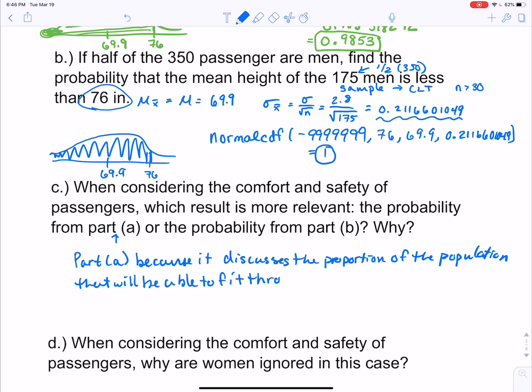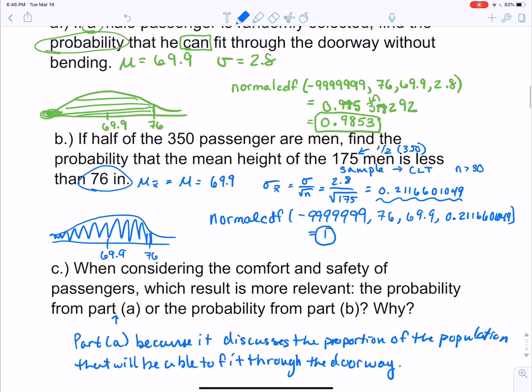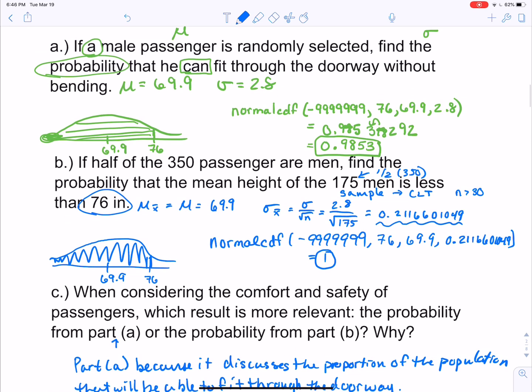If you think about it, we don't care about if 20 people can fit through the doorway. We care about how many people can fit through the doorway, how many individual people. So that's why we want part A that deals with the probability of an individual person.